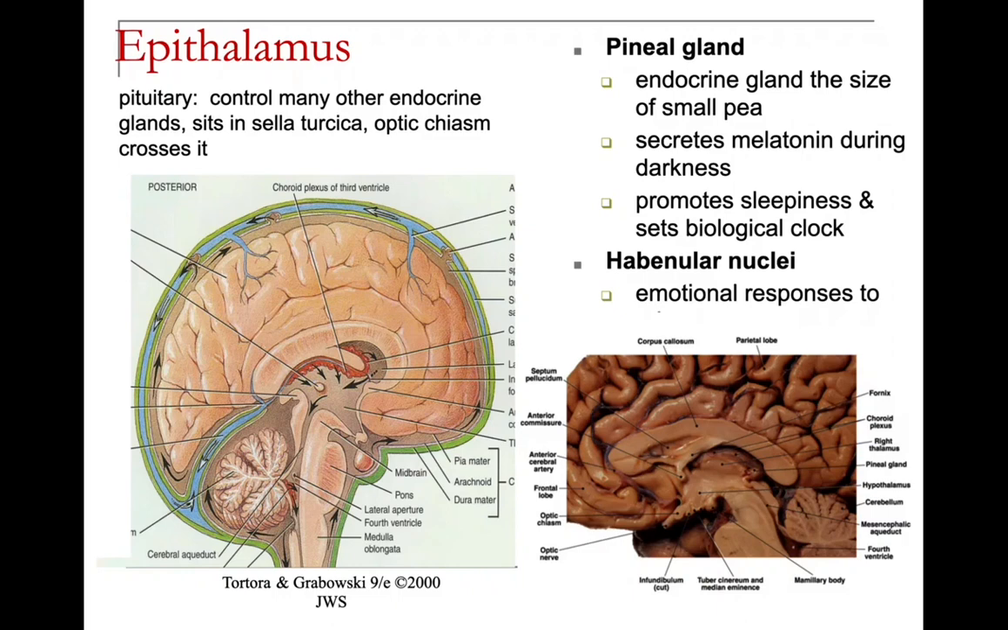Epithalamus, or your pineal gland, is an endocrine gland about the size of a small pea that secretes melatonin during darkness. This helps to promote sleepiness and help set your biological clock. And then the habenular nuclei, this is going to help with your emotional responses. This is where you have emotion and olfaction tied together.